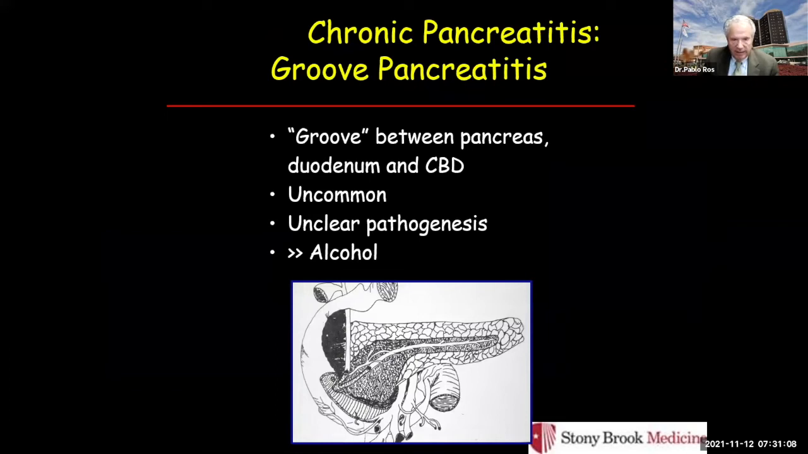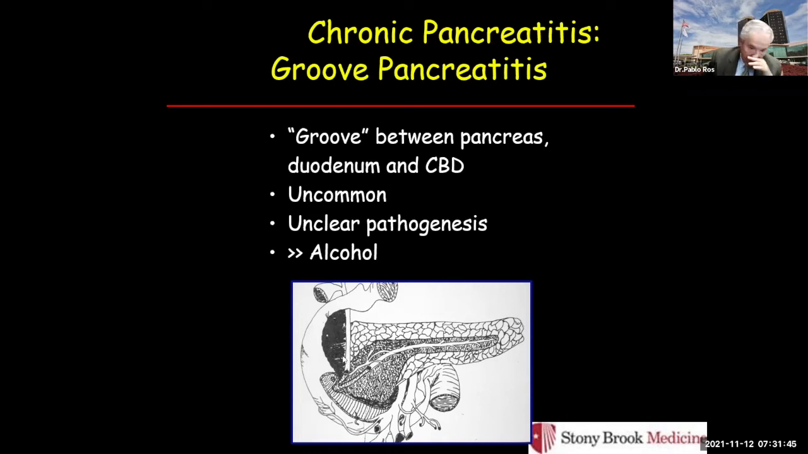I want to talk a little bit about two special situations of chronic pancreatitis. One is called groove pancreatitis. It's a special form of chronic pancreatitis that occurs in what surgeons call the groove of the pancreas. The groove of the pancreas is this area that is encased, if you want, or surrounded by the second portion of the duodenum, the common bile duct, and the pancreas. When there is inflammation of that piece of pancreas, surgeons like to call it groove pancreatitis.